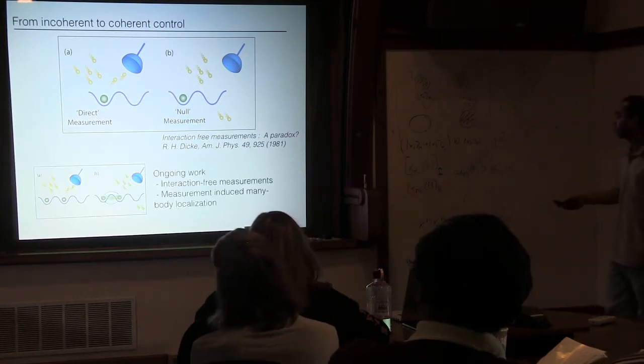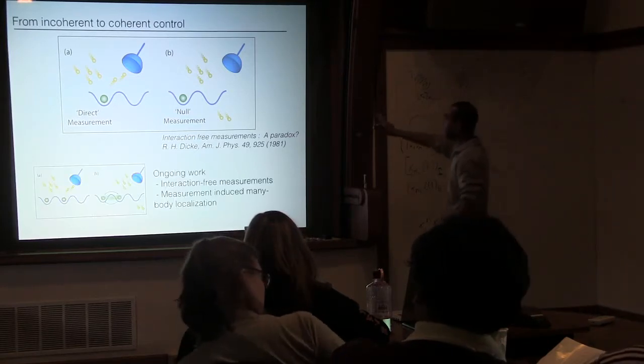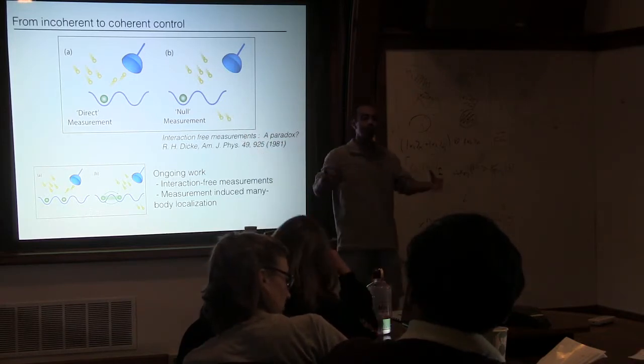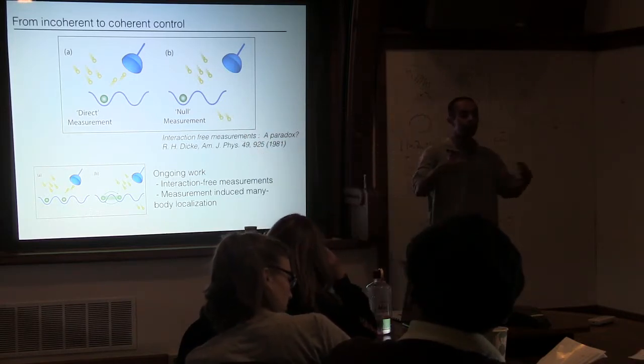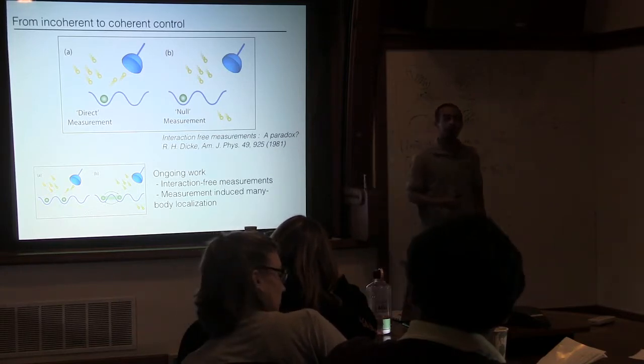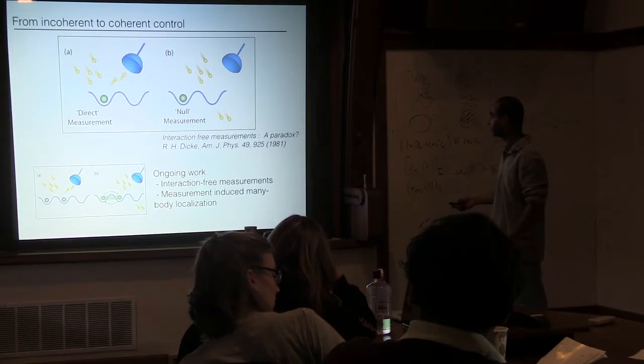So that's kind of what we're working on, and this is a very nice scheme, because we can now look at a completely quantum coherent system and change its many-body properties by measurement while retaining many-body correlations. So that's actually very nice.